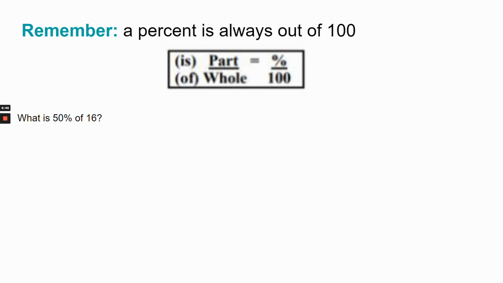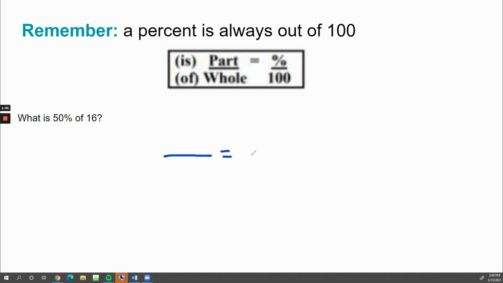So this problem says, what is 50% of 16? So we're going to use this method, part over whole equals percent over 100. So our first step is we need to make our proportion. Remember that percents are always out of 100, so we can start by labeling that. And now we need to figure out where the other numbers should go. So what is 50%? So 50 is our percent, so we can find where to put that.